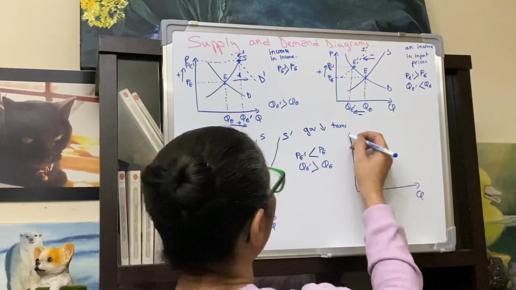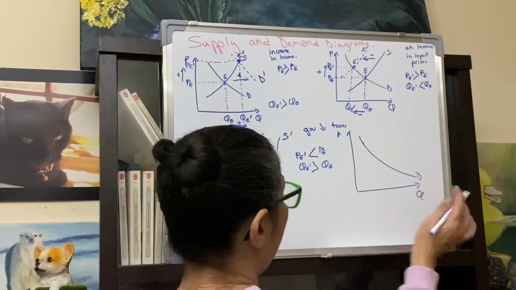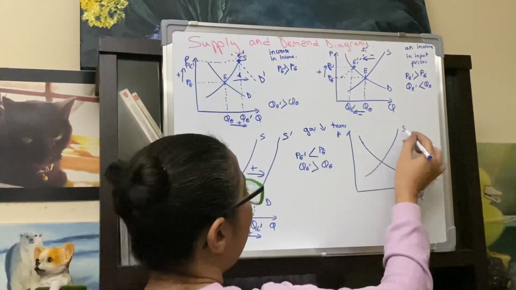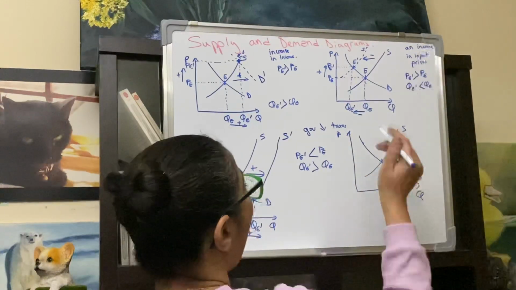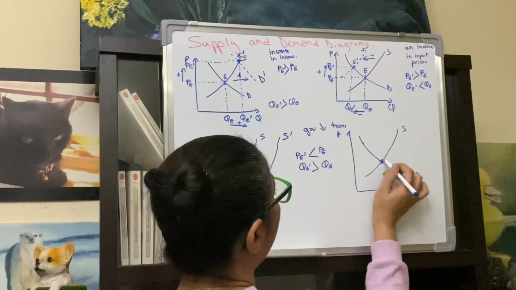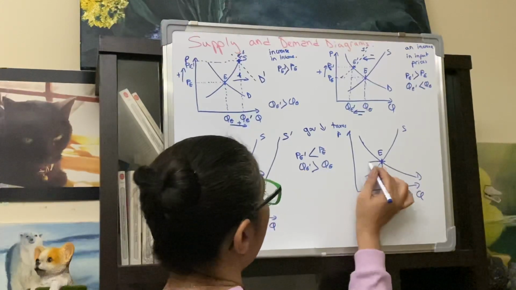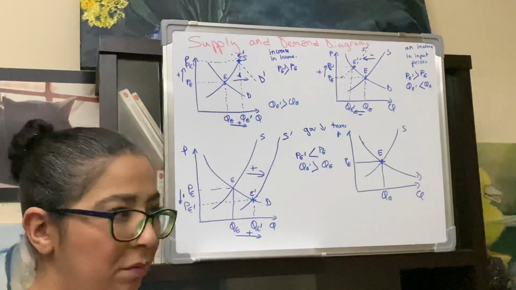Okay, Q, P, sorry, I can't write. Okay, D, S. Remember, D is always downward sloping, S is always upward sloping. Okay, E, QE, and PE. The last one.